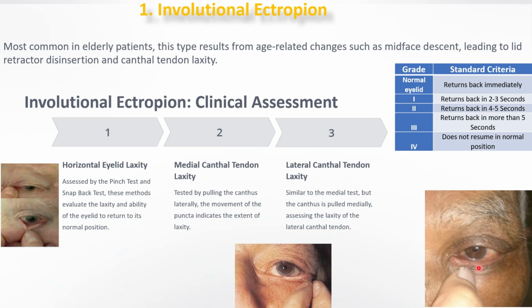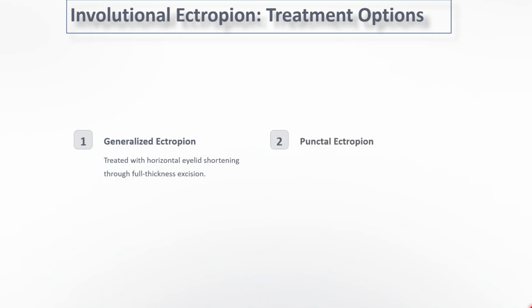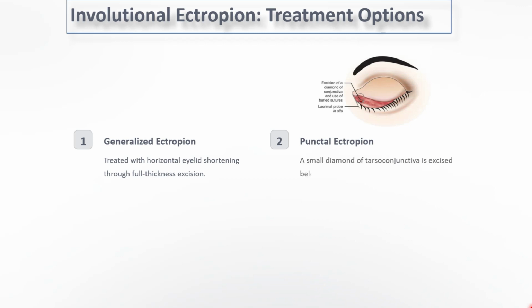Now come to the treatment of involutional ectropion. So treatment options for ectropion depend on the predominant laxity component like medial, lateral or generalized. Number 1. If the ectropion is generalized, then it can be treated with horizontal eyelid shortening by excision of full thickness pentagon of the lid. Number 2. If there is a punctal ectropion, a small diamond tarsoconjunctival excision can be performed below the inferior punctum.